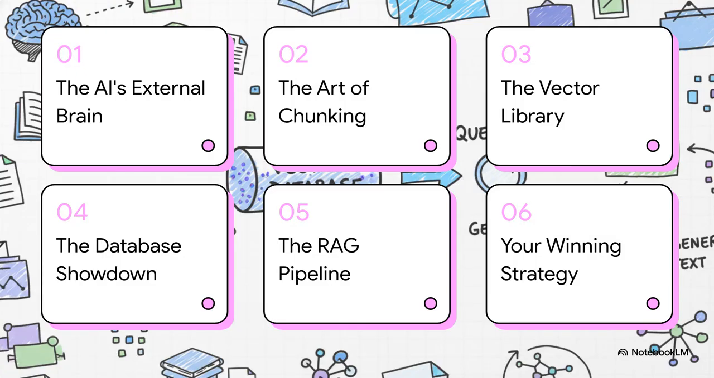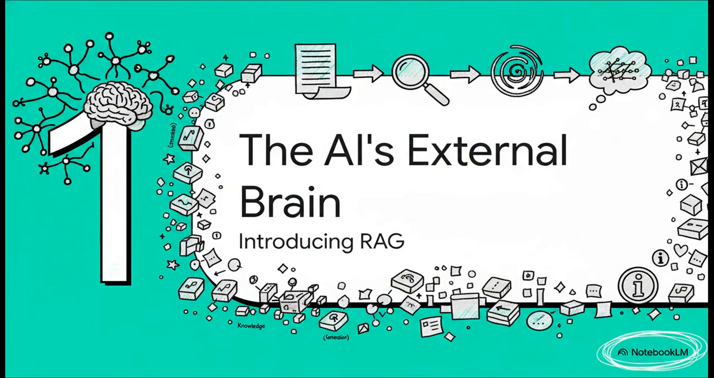Here's what we're going to cover. First, we'll talk about this idea of an external brain. Then we'll dive into the art of prepping all that knowledge, a process called chunking. After that, we'll explore the special library where it all gets stored, witness a showdown between the top databases, connect all the dots in the full RAG pipeline, and finally, wrap up with a winning strategy you can use for your own projects. All right, let's kick things off with the big idea that makes this whole thing possible.